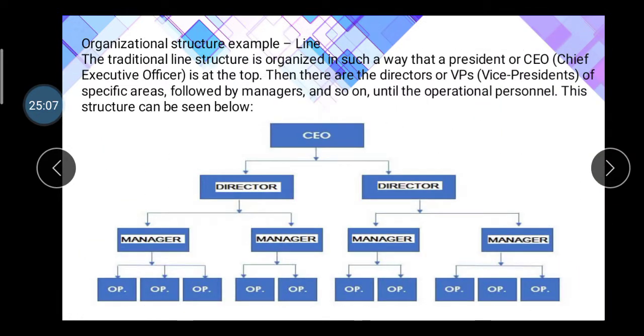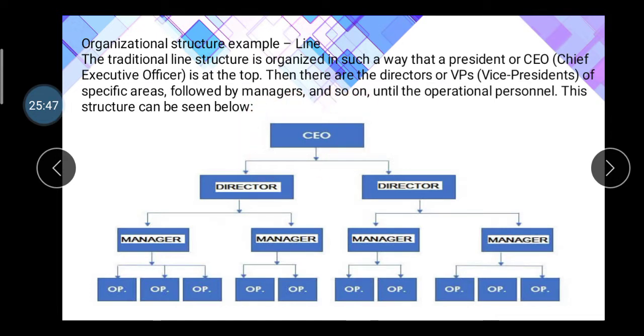First one is the line structure. In your examination, they may ask you to write about the organizational structure, a line structure. So first of all you have to write an introduction, what the meaning is, then draw this diagram and then explain it. The traditional line structure in the organization is such that the president, meaning the CEO, chief executive, is the top level authority. Then there are directors and VPs, meaning vice presidents, and specified areas are followed by the manager, and the manager has operational personnel. So there is higher authority here.